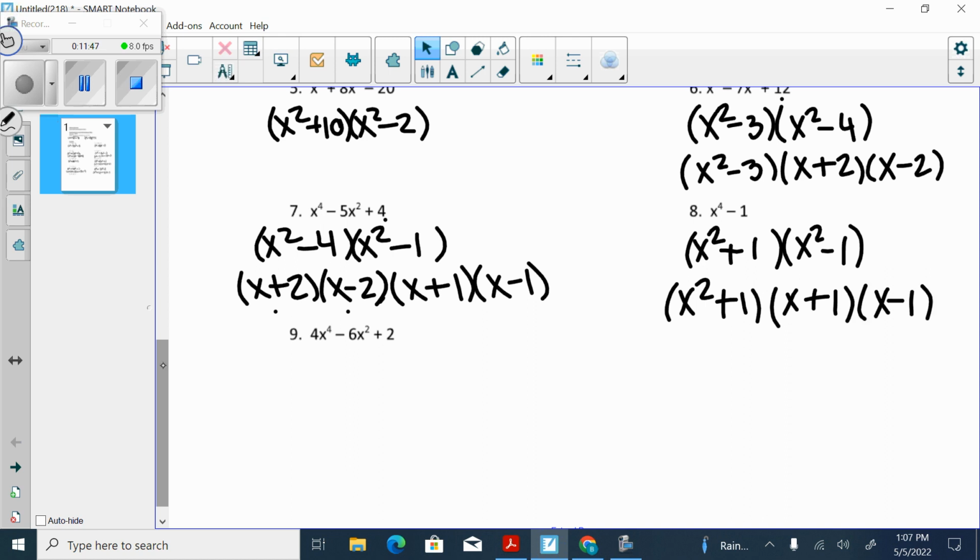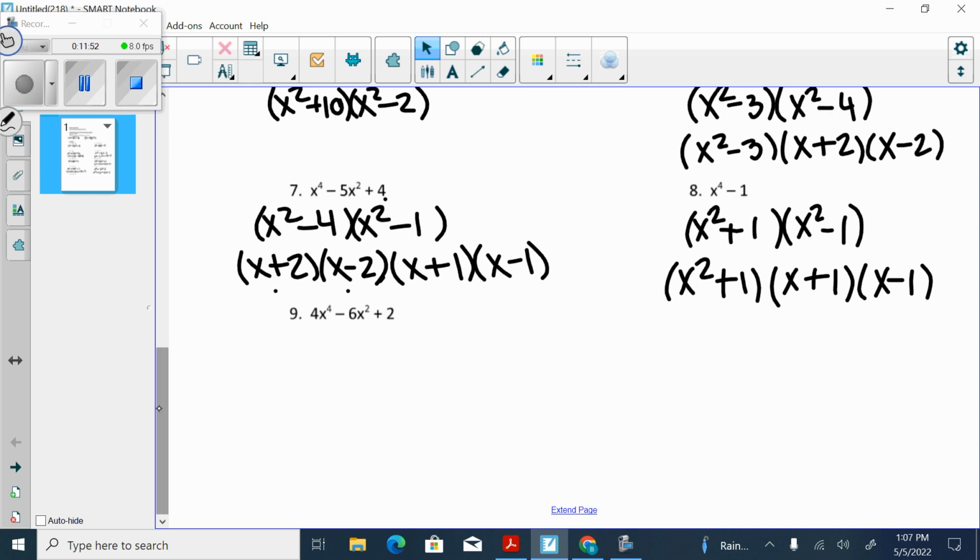All right, last one. What do we always look for first? Does this one have one? Yes. What will go into 2, negative 6, and 4? 2. Very good. So I take out a 2.